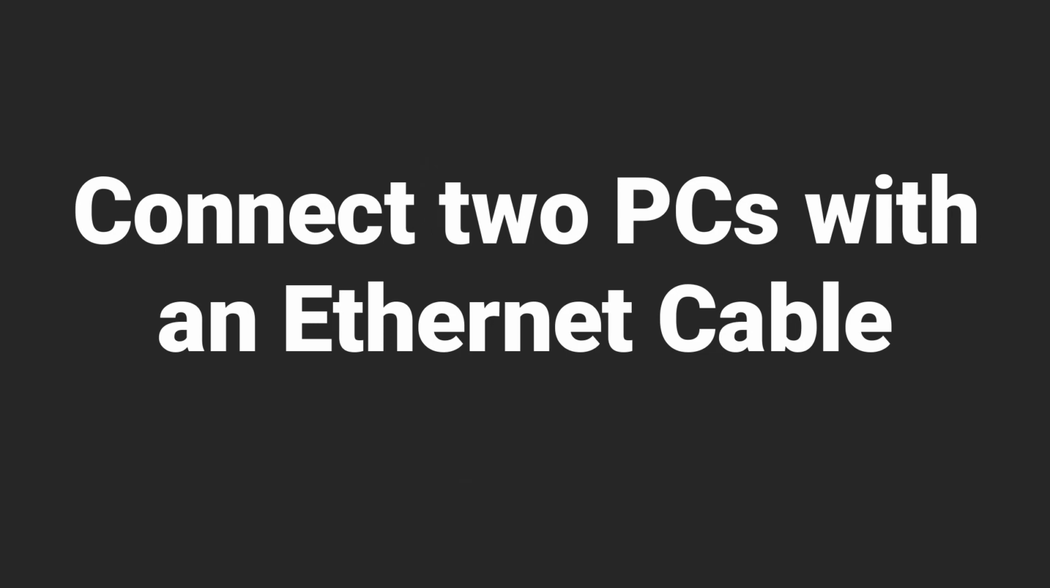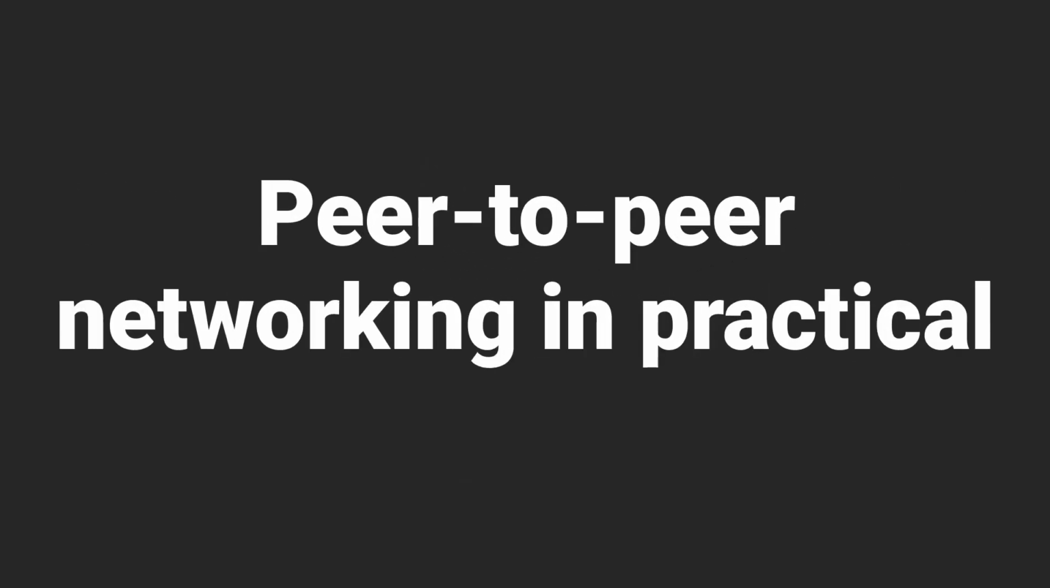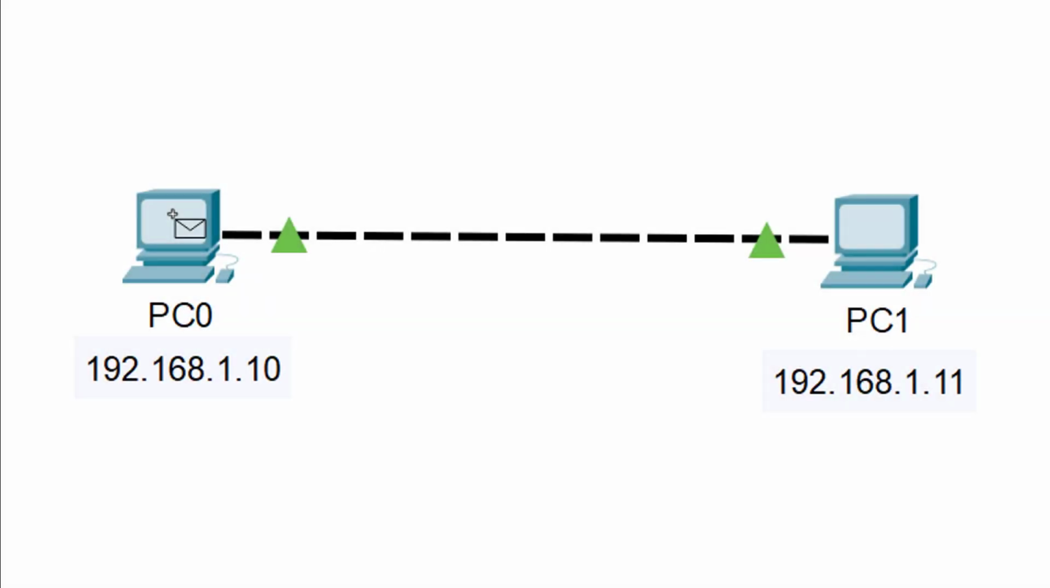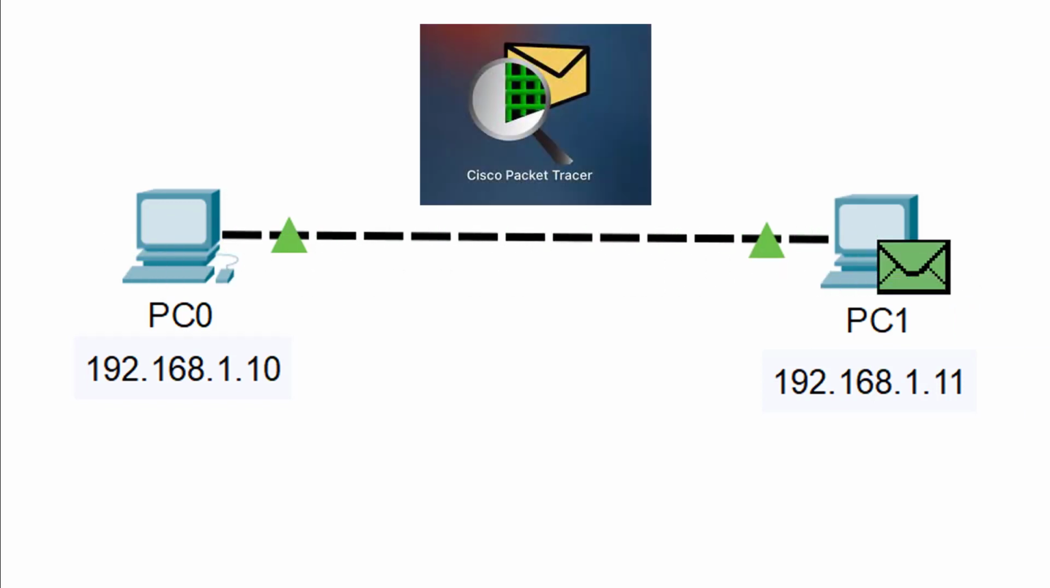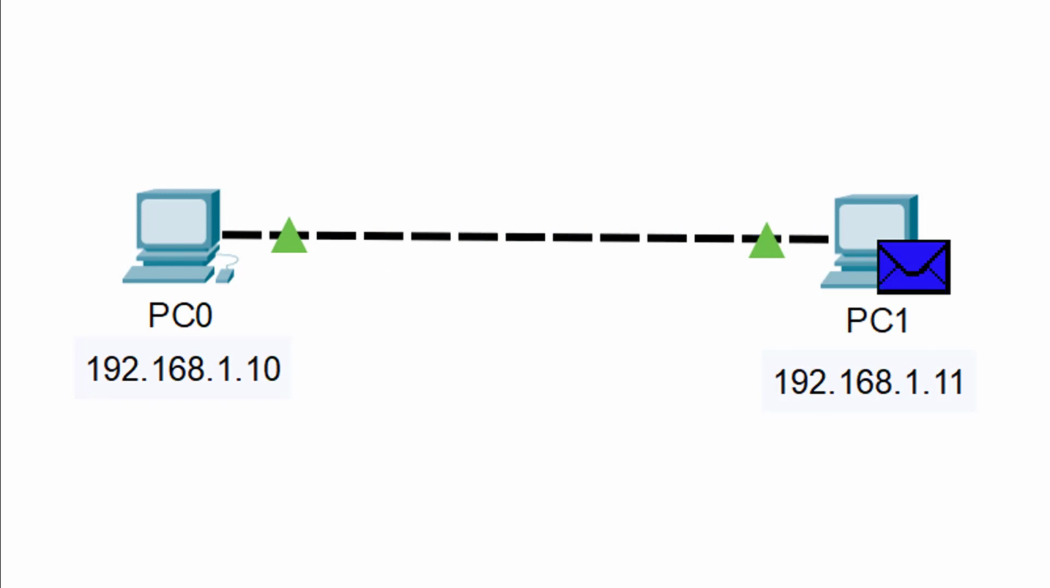This video is going to be about how to connect two PCs with an Ethernet cable, or how to do peer-to-peer networking in practice. Although we are going to learn how to network two PCs with an Ethernet cable in a simulated environment, that is by using the Cisco Packet Tracer, the way is the same in the physical environment as well. That means when you want to transfer files from one PC or laptop to the other PC or other laptop, you will follow exactly the same steps as we are going to learn in this video.